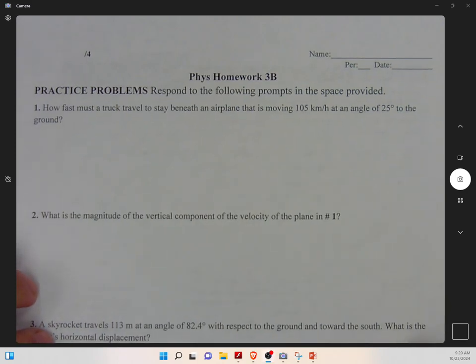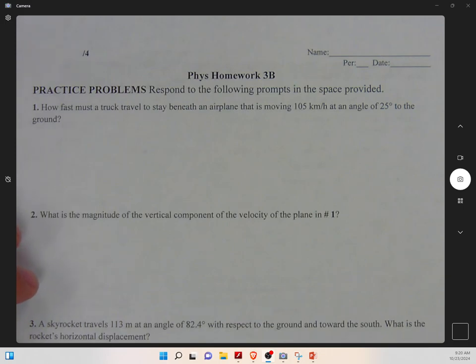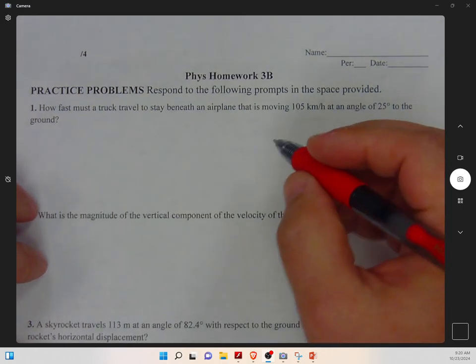Number one. How fast must a truck travel to stay beneath an airplane that is moving 105 kilometers per hour at an angle of 25 degrees to the ground? One of the things you're going to want to make a habit of doing, and I hope I've made this case to you before, is drawing your triangle. It's the single hardest thing you have to do on these types of problems, and I mean that.